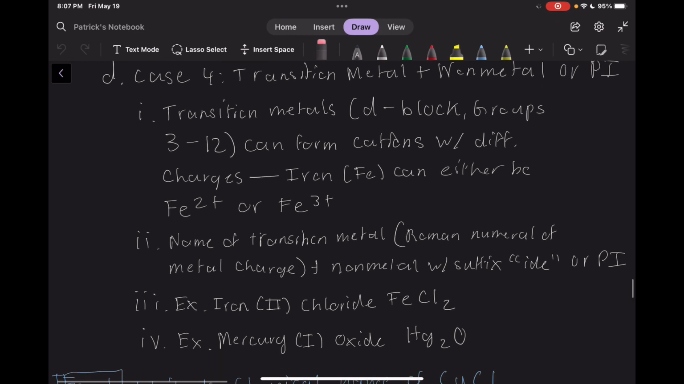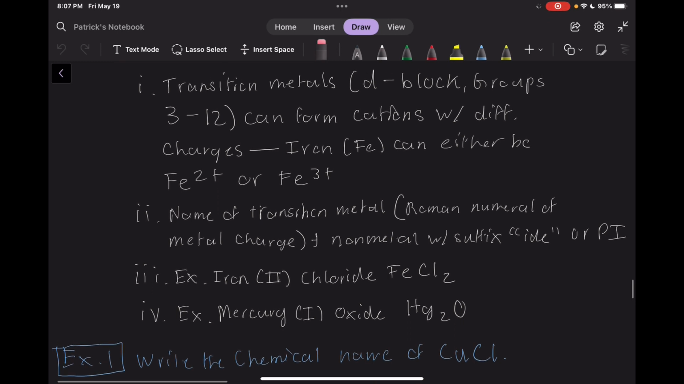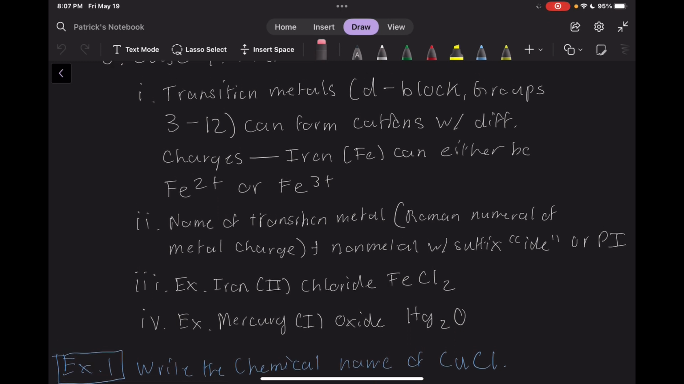To name these compounds, we write the name of the transition metal, add the Roman numeral of the charge attached to it, then write the nonmetal ending with the suffix "-ide". It goes without saying that knowing which Roman numeral to write requires us to understand the bond that forms between the atoms involved. If a polyatomic ion is involved, we still need to write the Roman numeral, but we don't need to change the suffix to "-ide". For example, here we have a compound involving iron and chlorine.